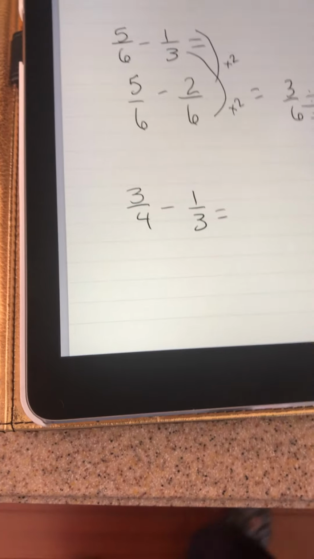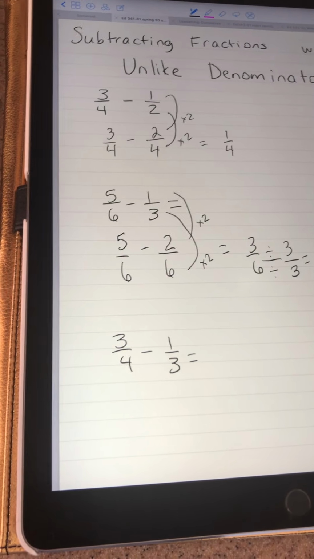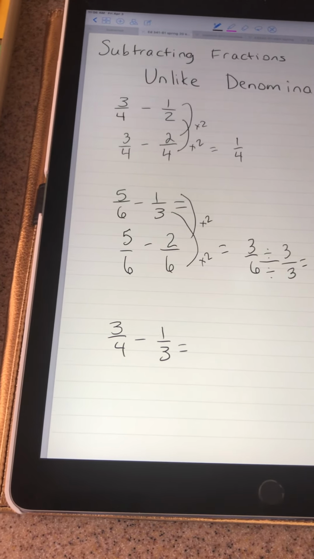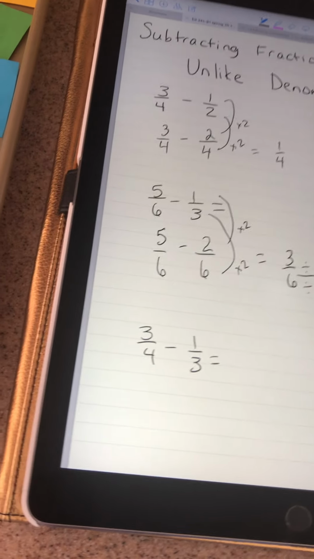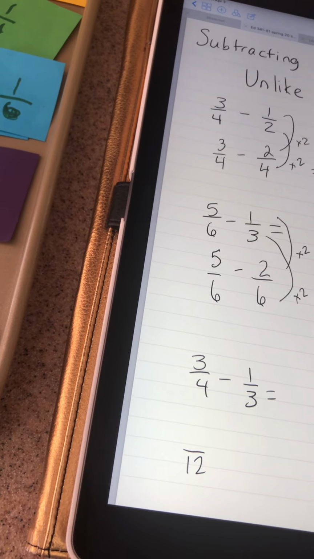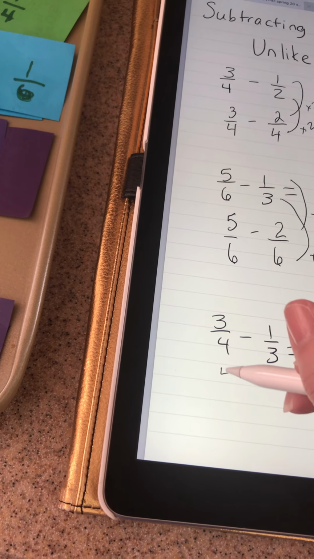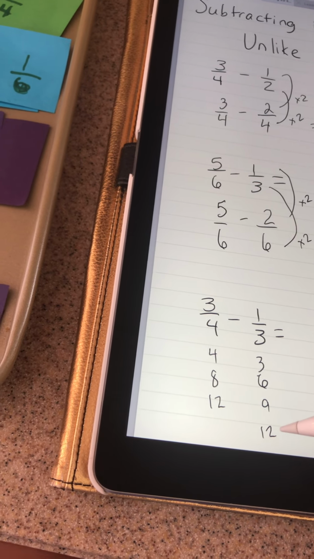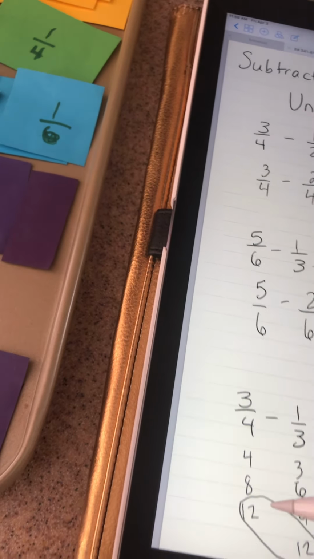The last problem I'm going to model for you is 3/4 minus 1/3. This is a little bit more complicated situation because you do not have a common denominator. And the two denominators, neither is a factor of the other. So if that is the case, students need to remember to find the least common multiple of the denominators, which is 12. So 12 is the common denominator we're going to use.